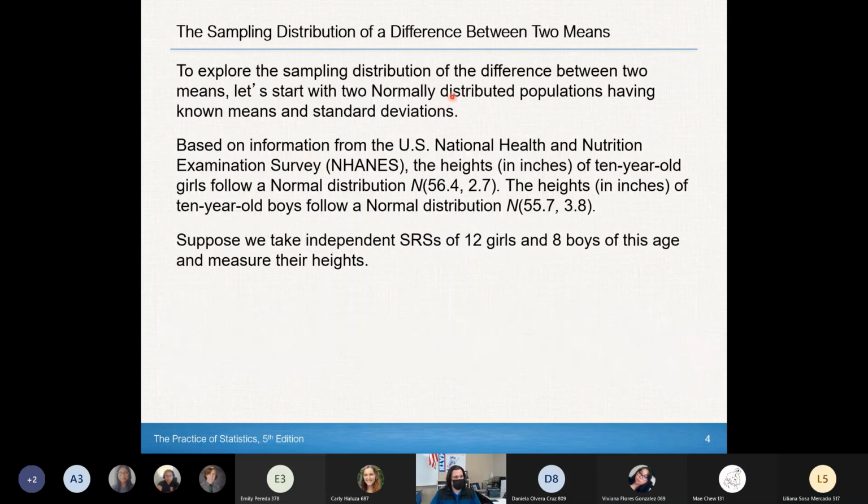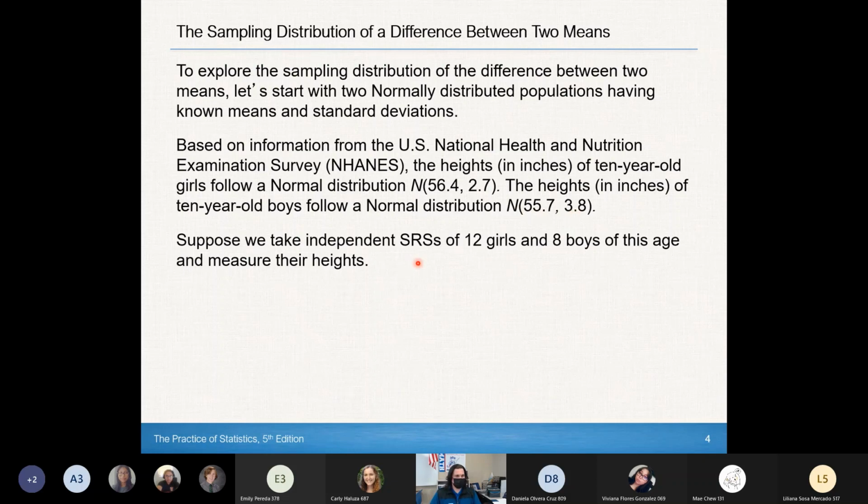To explore the sampling distribution of the difference between two means, we're going to start with two normally distributed populations having known means and standard deviations. Based on information from the U.S. National Health and Nutrition Examination Survey, the heights in inches of 10-year-old girls follow a normal distribution. And again, this is our notation for a normal distribution, N(56.4, 2.7). The first number listed here is the mean. The second number listed is the standard deviation. The heights in inches of 10-year-old boys follow a normal distribution, N(55.7, 3.8).